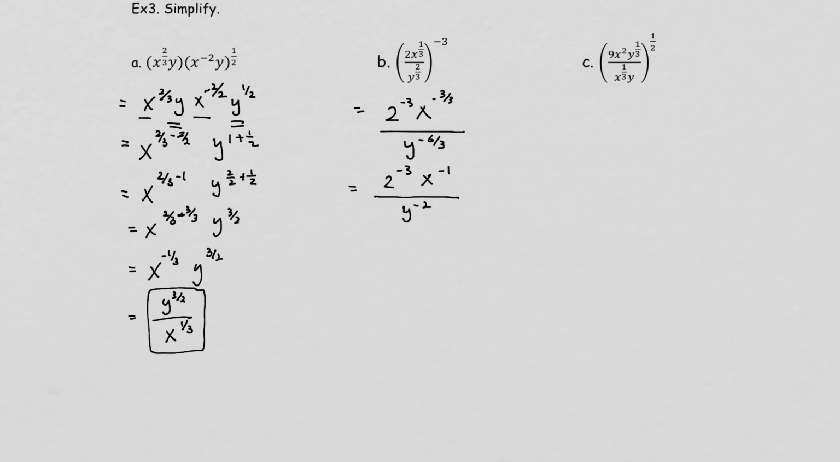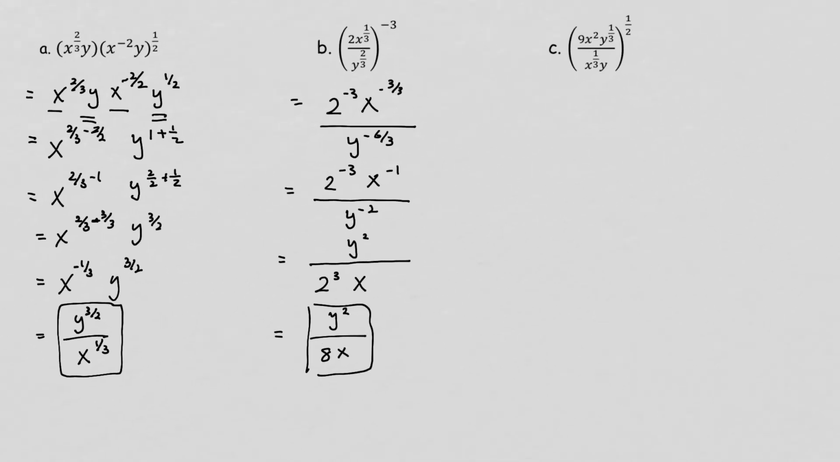Once you reduce fractions, now let's try to get rid of your negative exponents. So 2 cubed on the denominator, x to the first on the denominator, y to the square on the numerator. And it looks like I can also write 2 cubed as 8. Right? Let's try one last one.